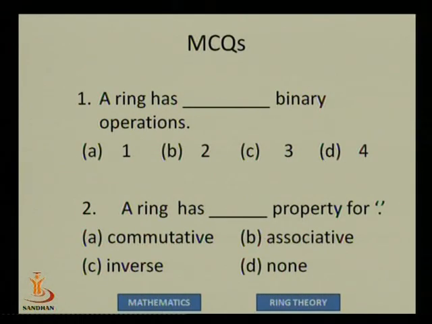We have some MCQs at the end, which are just for the clarity of the concept. So a couple of MCQs we'll look at. The first: a ring has how many binary operations? The very obvious answer is 2. Then, a ring has which property available for dot? We can see that for a ring, dot had only 2 properties, closure and associative. So B is the right answer.